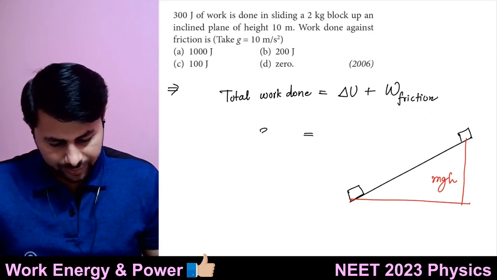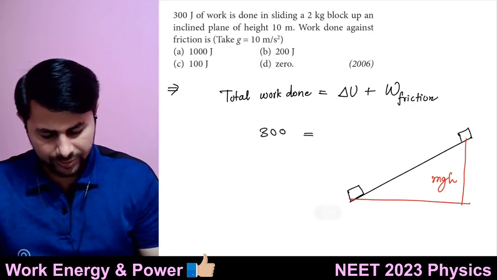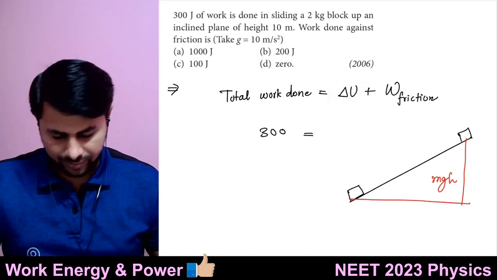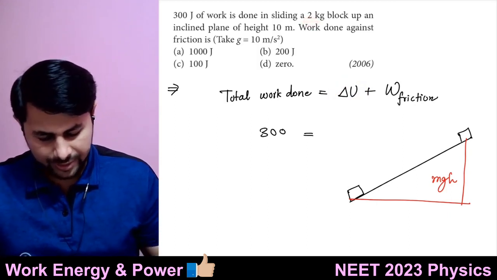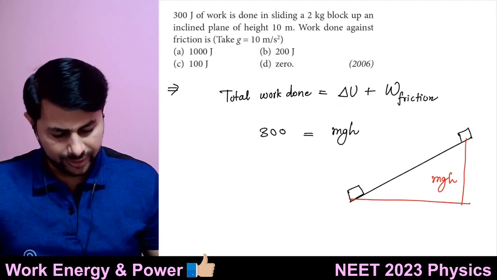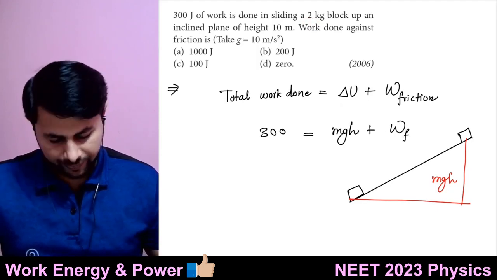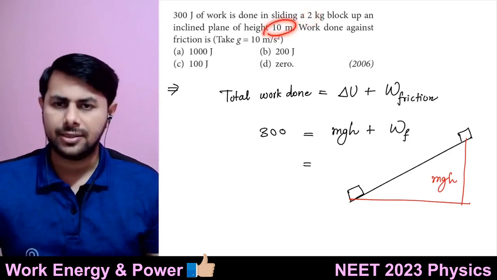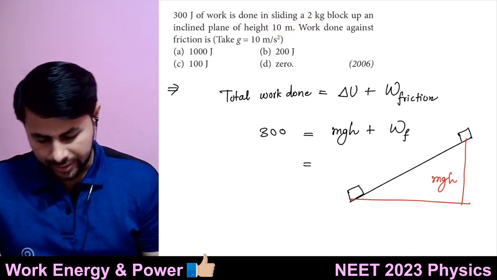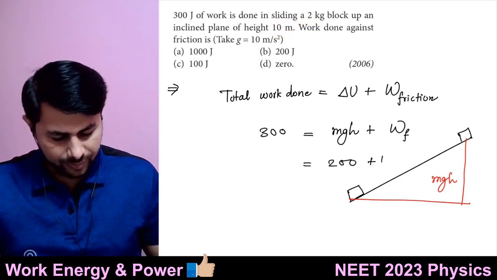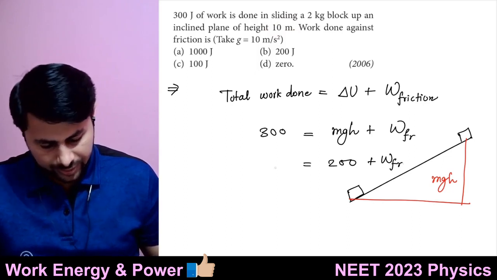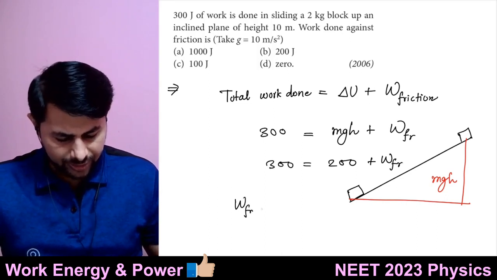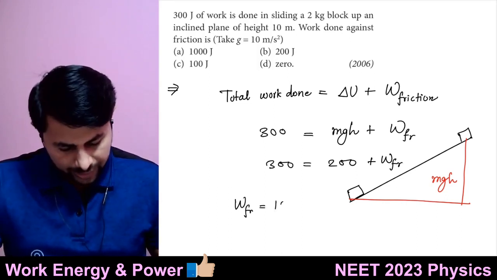300 joules. Okay, this is given. And how much is the change in potential energy? It is mgh, right? This is mgh, plus we want to find out work done against friction. mgh is what? 2 times g is 10 and height is 10, so 2 times 10 into 10, 100, so it is 200, plus work done against friction. So how much is work done against friction? Work done against friction is equal to 300 minus 200, that is 100 joules.